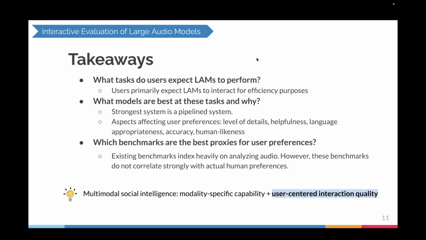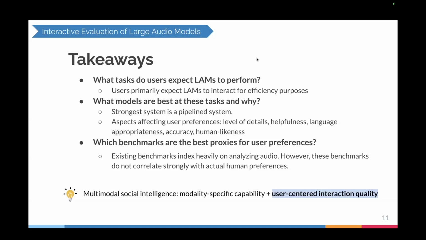So in summary, when we look at what users expect from audio models in interactions, it's clear that users value efficiency. They mainly ask some tasks that could be solved by text models. Also, the models that perform the best for these tasks tend to be pipeline systems. This makes sense because most of the user preferences focus on quality and style of the text output. Moreover, the static benchmarks we currently collect don't reflect user preferences very well.